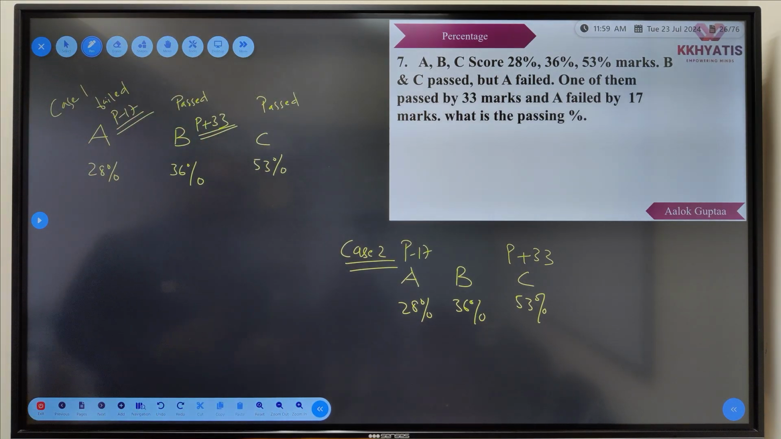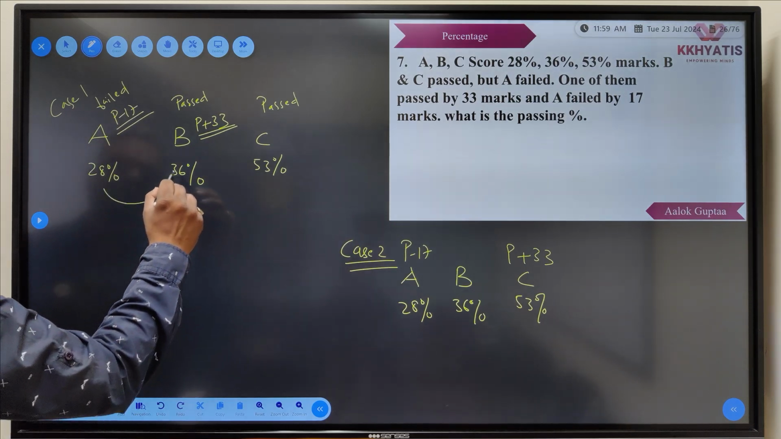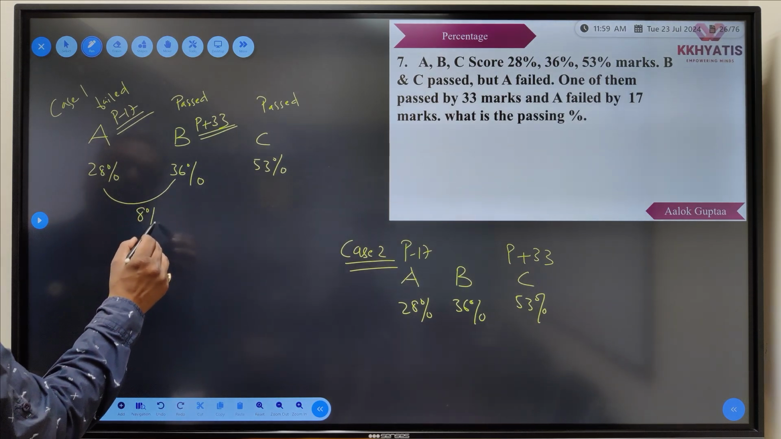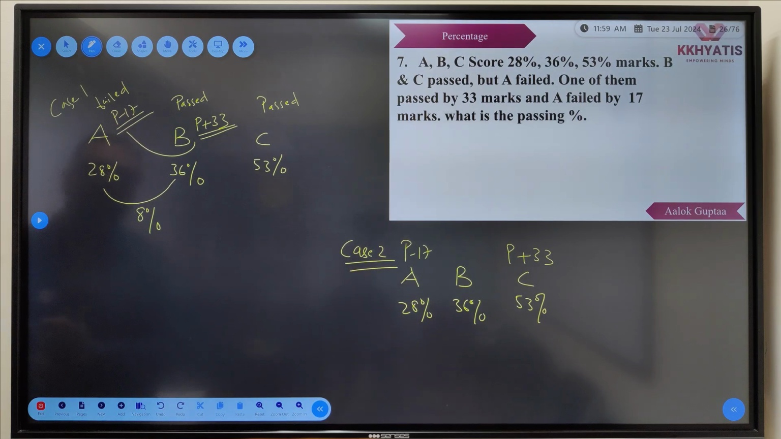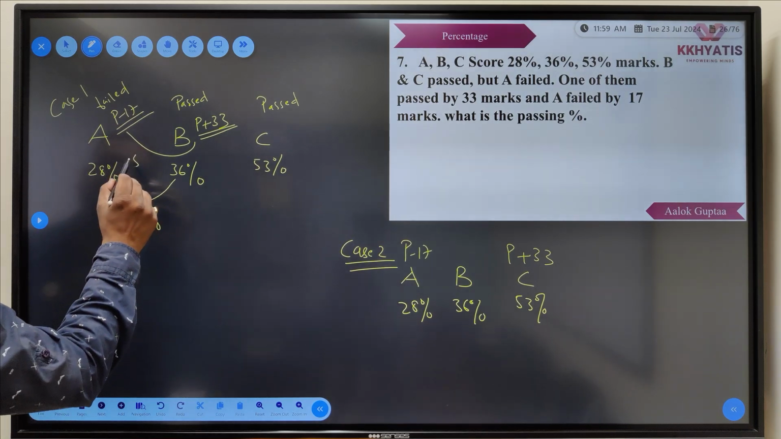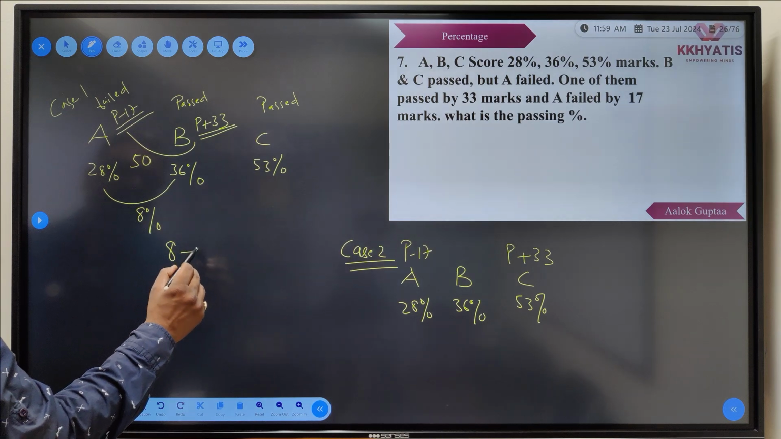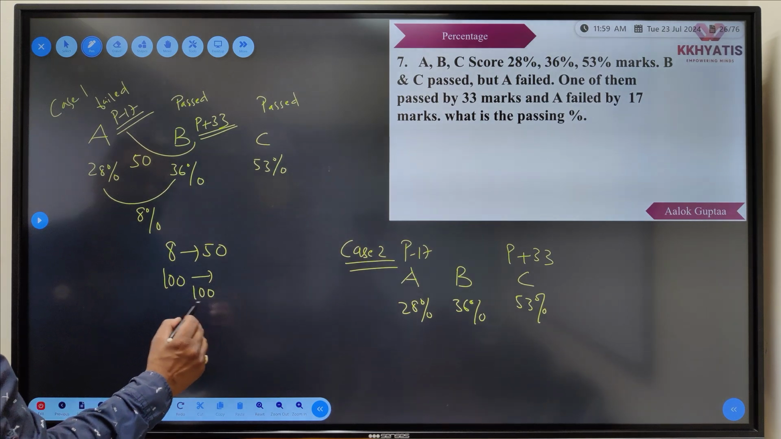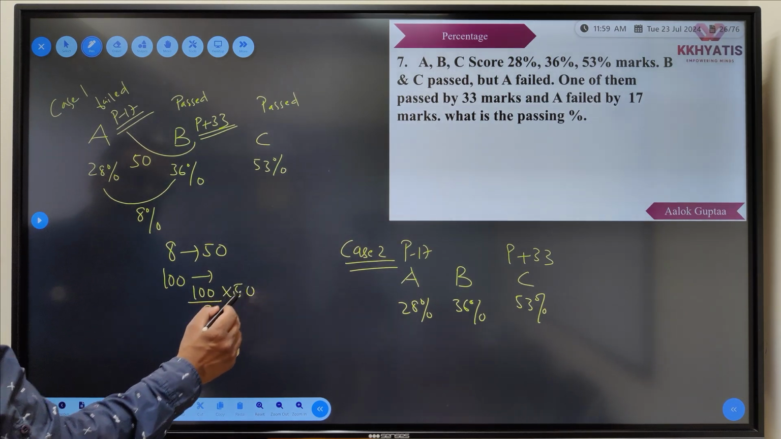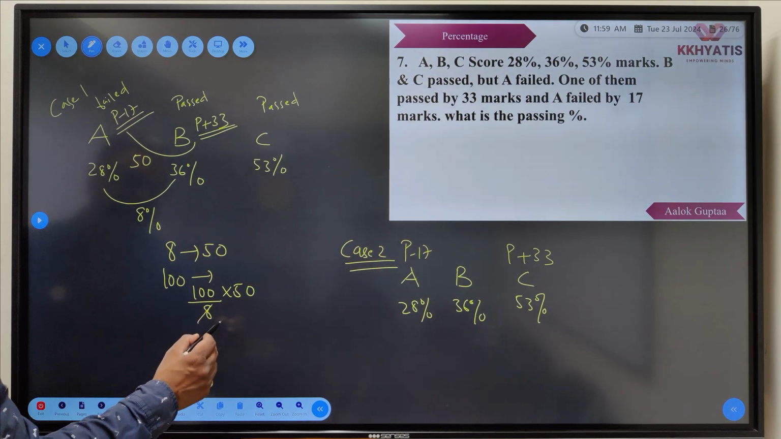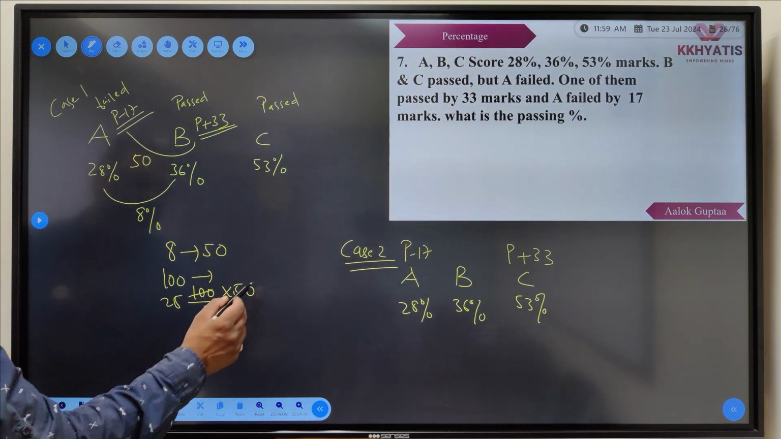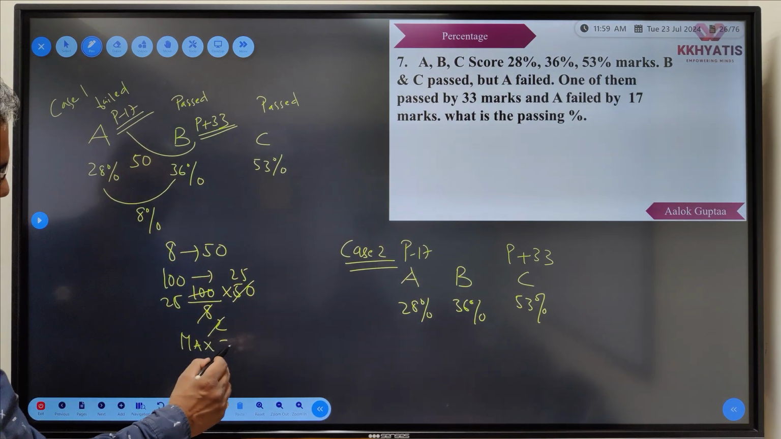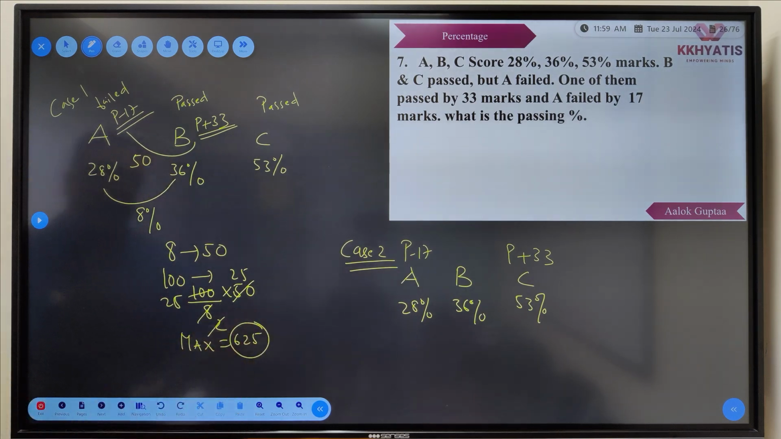Very good. In this scenario, the difference between these two is 8%, and the actual difference here is 50. So 8% corresponds to 50. So 100 will correspond to how much? 100 upon 8 into 50. So this way I will get my maximum marks. 4 25s are 100, 2, 25. So in this scenario, my max marks are coming as 625. Correct?